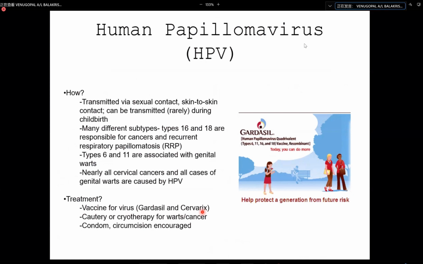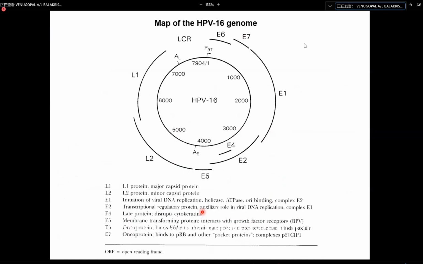It is also a cancer which can be prevented when you take care and you know how to take care of it. Okay, so let's look at the HPV genome. This is an example of the HPV 16 genome. They are very small, about 8,000 base pairs only. 8,000 base pairs is very small.